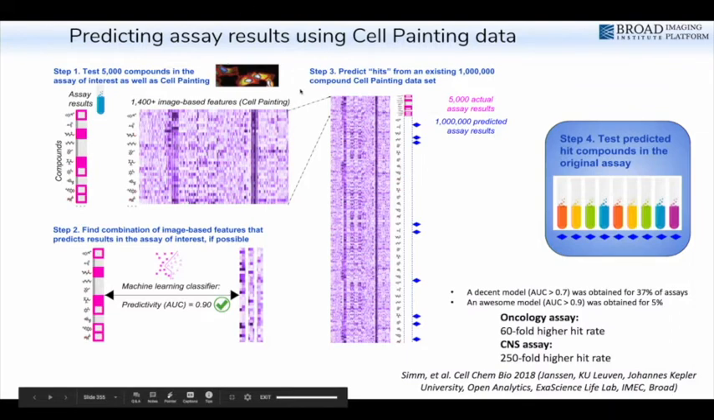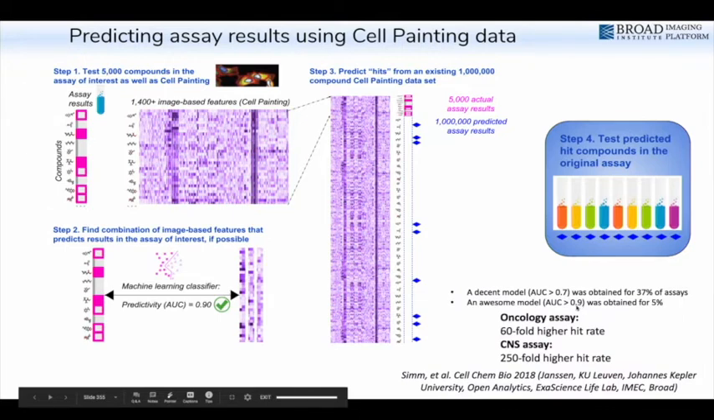So they didn't have a fancy cell painting assay. They just had a sort of everyday imaging assay that they did. It was only 3 channels. One of them was very specific to a particular target. So it's really more like just having 2 image-based channels. And they carried out this kind of thing, and they found for 37% of the assays that they had ever run at Janssen, they got a pretty decent model, and for 5% of them, they got a really great model with an AUC greater than 0.9.